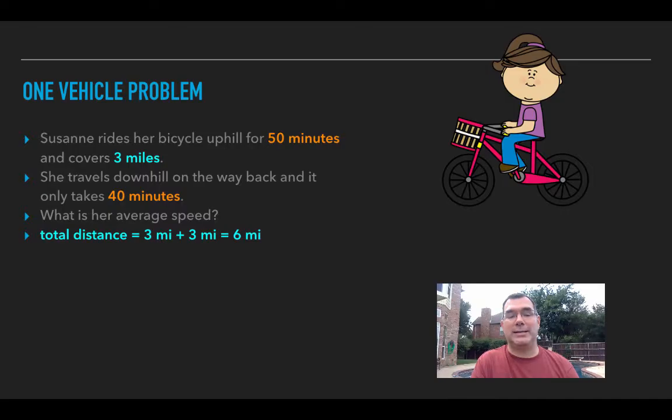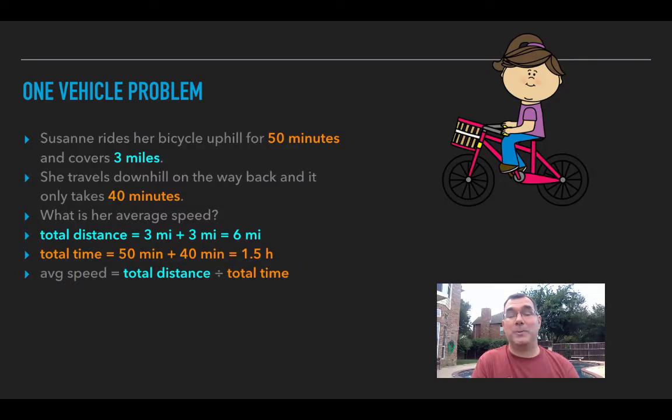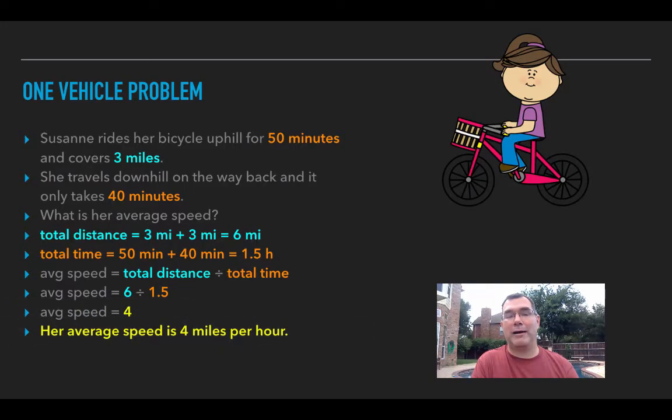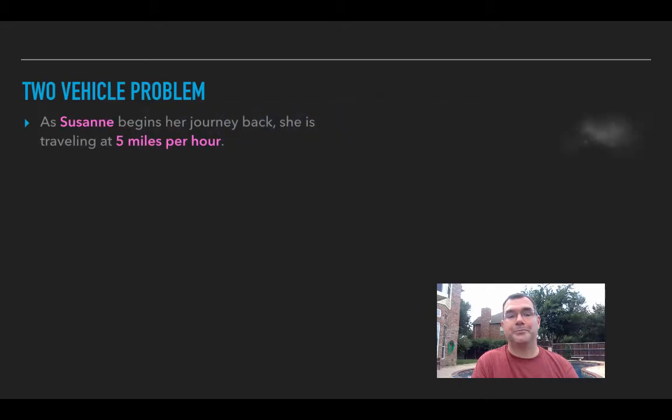So the total distance is 3 miles up and 3 miles down for a total of 6 miles. The total time is 50 minutes going up and 40 minutes going down, so that's a total of 1.5 hours. Average speed would be total distance divided by total time, which is 6 divided by 1.5. That's an average speed of 4. So her average speed is 4 miles per hour.